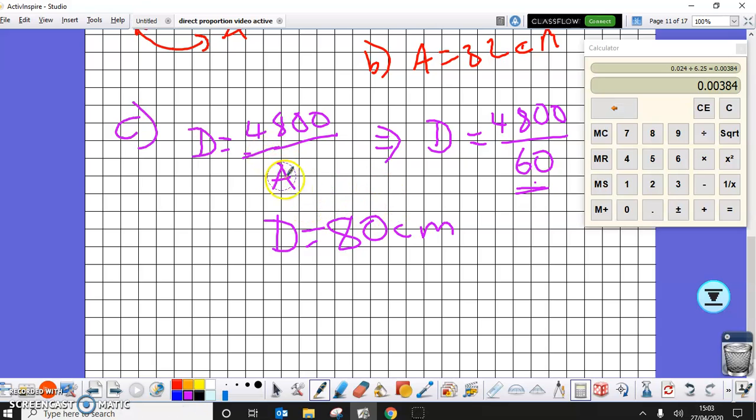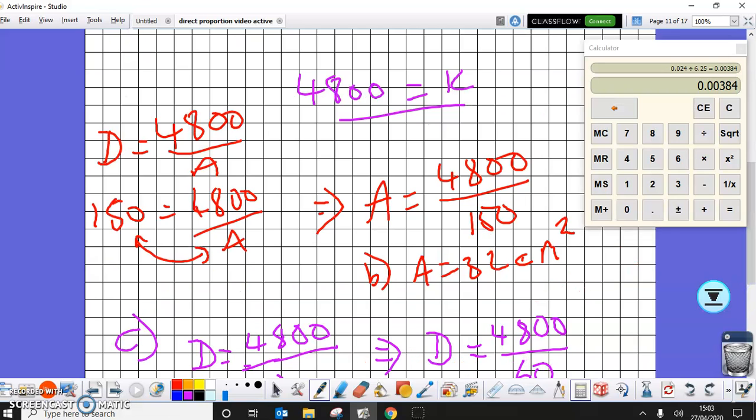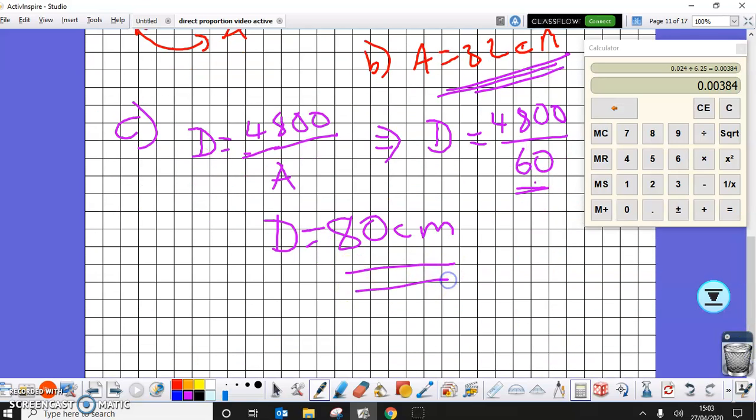Okay, inputting the value for A being 60, 4,800 divided by 60, and I would just calculate that, and that would be the answer of 80. So D equals 80 centimetres. Now it's good to go back to the question so that we can see that D equals centimetres, A equals centimetres squared. So we can see we put centimetres squared on area there, and we put centimetres, so always include the units when you're doing this.